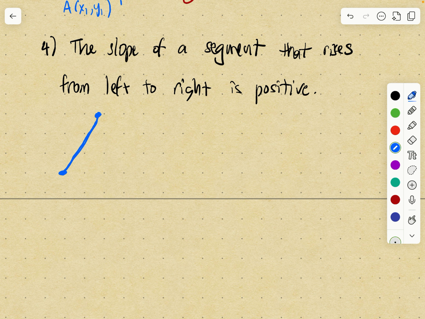Well, let's say that the first coordinate, the one on the left, is x1, y1, and the one on the right is x2, y2. So we have x2 minus x1. What can we say about x2 minus x1? Is it positive, negative, or 0? Well, x2 minus x1 is positive because x2 is bigger than x1. And what about y2 minus y1? That's also positive because y2 is greater than y1.